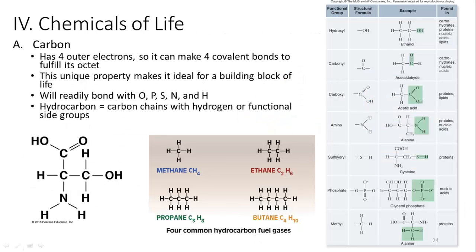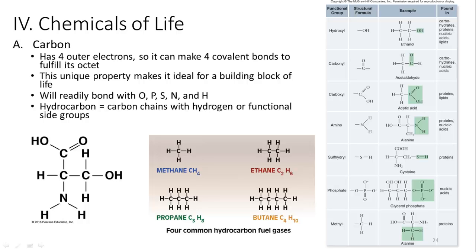Okay, now we're going to switch and talk about chemicals of life. We are a carbon-based life form. You may have heard that before. The reason why carbon is such a great molecule to use as a base for organic molecules is because it can make 4 covalent bonds with 4 different things. It has 4 outer electrons, and it wants 8. So it can share an electron with 4 different things.